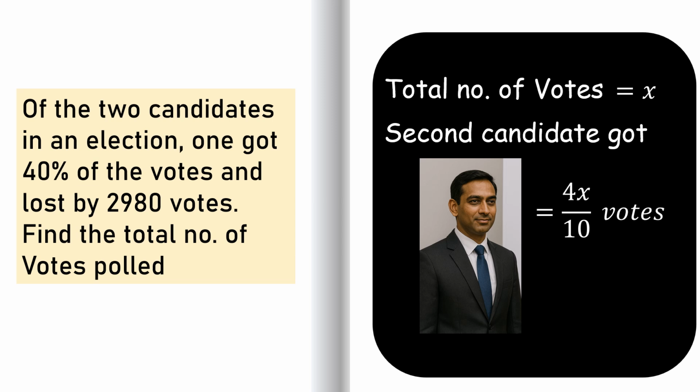Because we were told he got 40% of the total votes, and we just calculated 40% of x to be 4x over 10. But remember, 4x over 10 isn't an actual number yet. We just gave the total votes a nickname, x, because we didn't know the real number. So until we find what x really is, 4x over 10 is still a mystery.